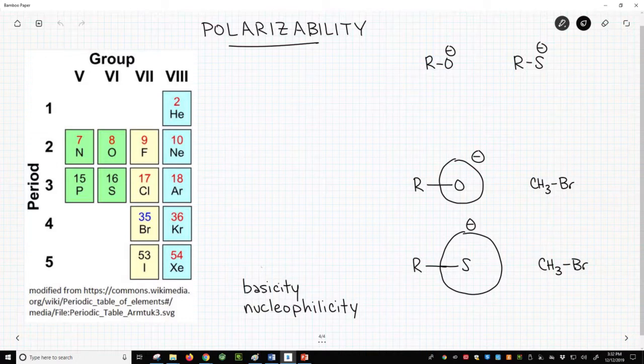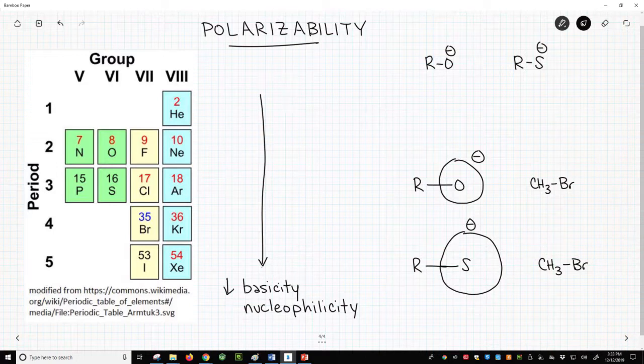Of course, when we talk about the halogens as nucleophiles, we're actually talking about the halides, anions: fluoride, chloride, bromide, and iodide. We have observed trends in the halides in previous videos. As you move down the periodic table, the ion gets larger, more stable, and less basic.